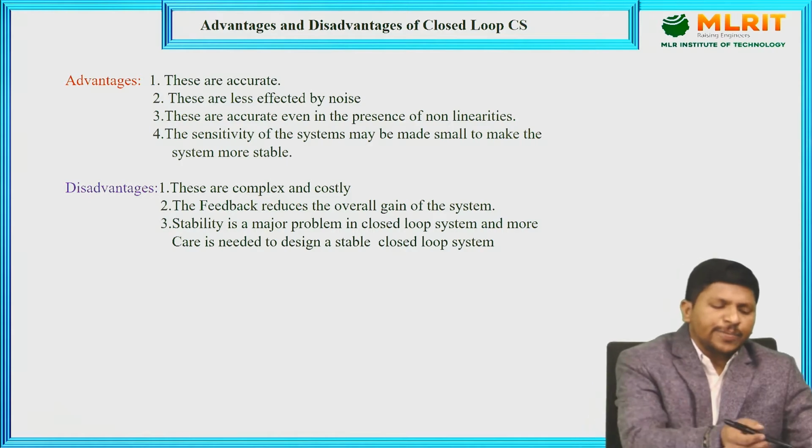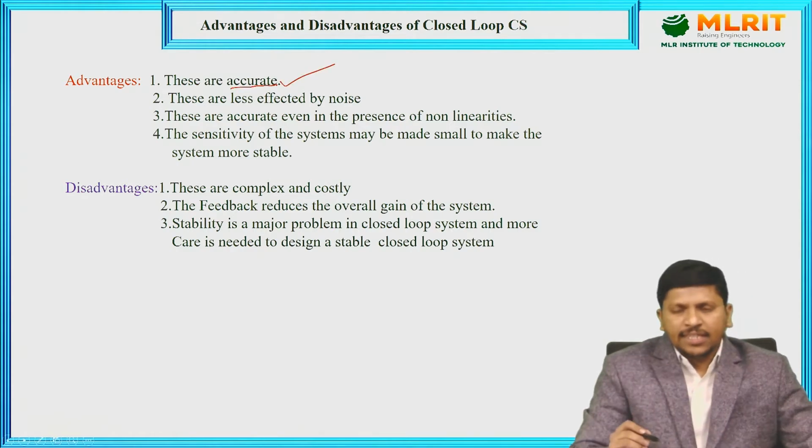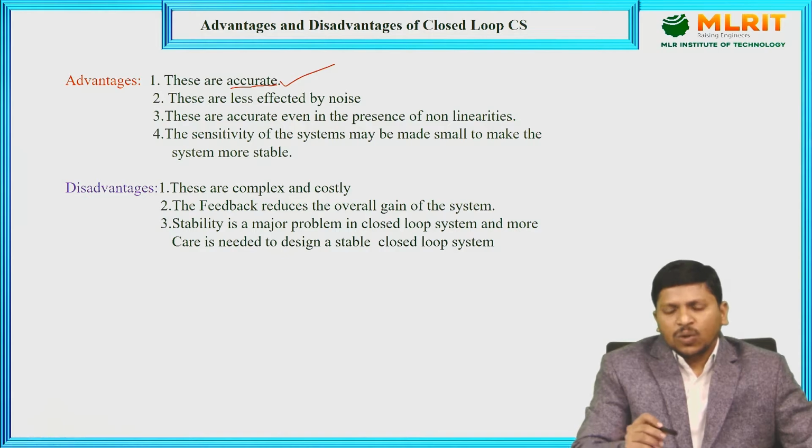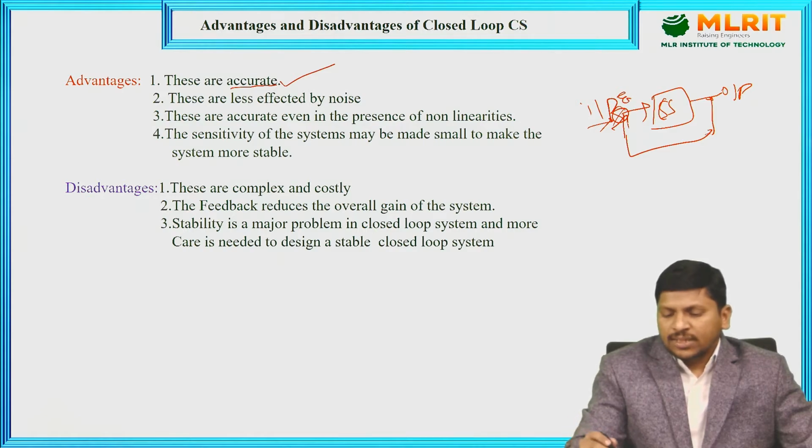Observe that while using the closed loop control system, we get accurate output. When we use the closed loop control system, it has feedback. For example, an input signal is given to a control system, and part of the output is given back to the input. Here the error detector and feedback elements are there.